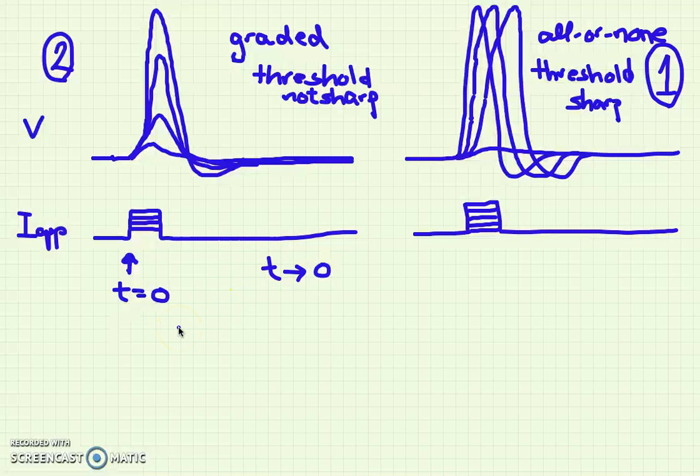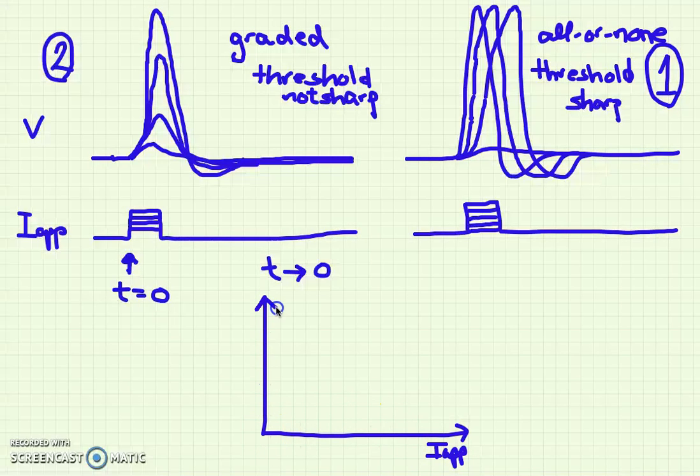Now, where exactly does this word sharp come from? What you can imagine doing is, in both cases, you could, on the horizontal axis, put the applied current, and then on the vertical axis, put some measure of the size of the action potential. For example, maybe the peak, meaning the most depolarized value for the voltage during the action potential.